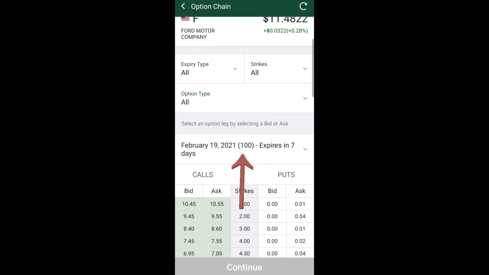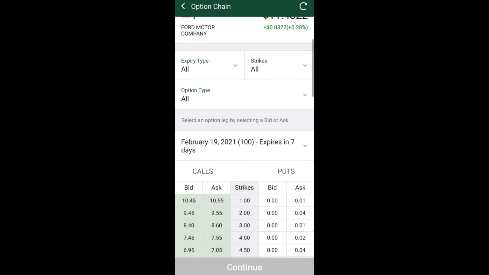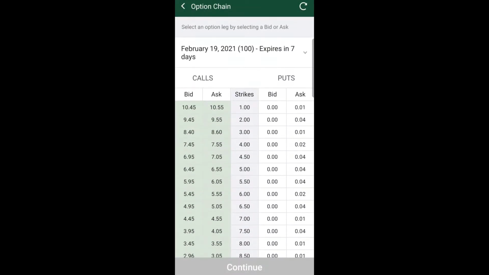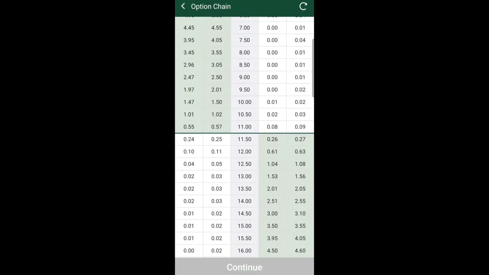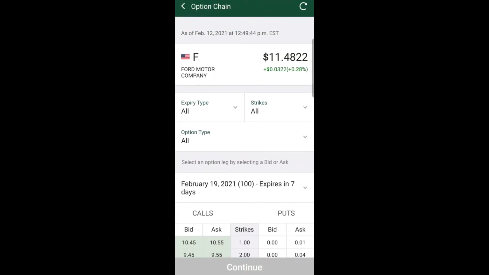Now the other thing, and this is actually very important, is the expiry date. When you see all your expiration dates here, today is February 12th, so there's one option chain that expires today, so I'm usually not interested in those. So I'm going to pick for next week, for February 19th. So now that gives me every call and put contract that's available and the price of it. Now, what does all this mean? Let me show you how to trade these.